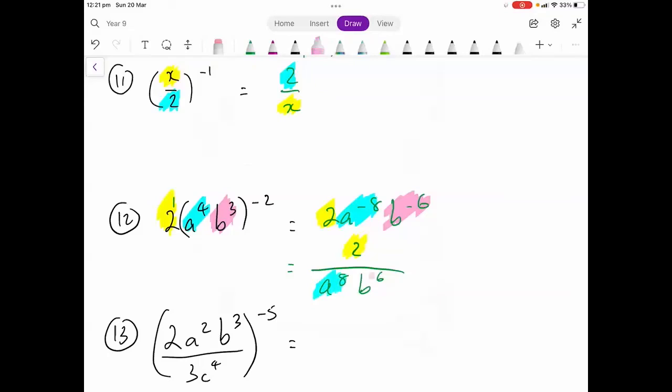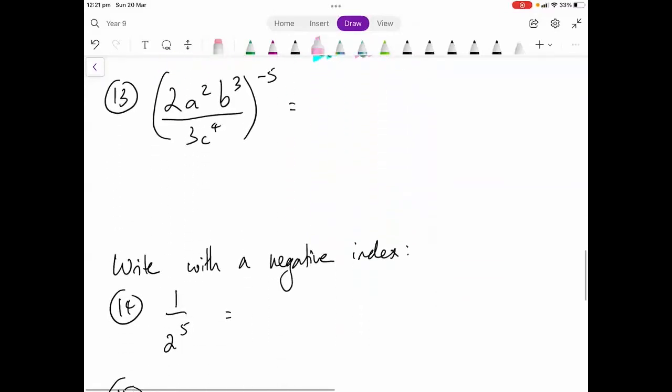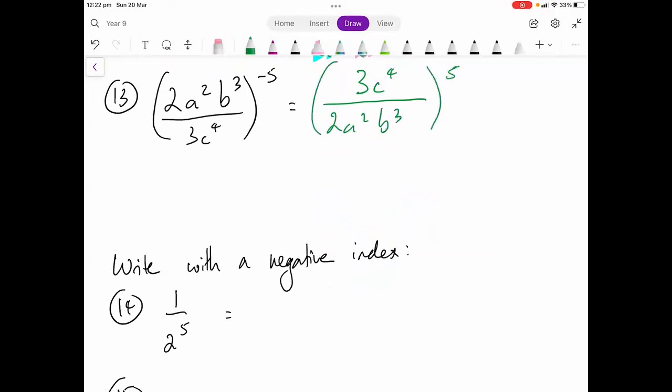Question 13 looks complicated. We're going to deal with that negative power first, and just the negative part of it. So the negative sign means that you flip it upside down. So 3c to the power of 4 becomes the numerator, and 2a squared b cubed becomes the denominator, and the minus 5 changes to a 5. We can now expand the brackets just like we've done in past lessons. And we can solve this question.